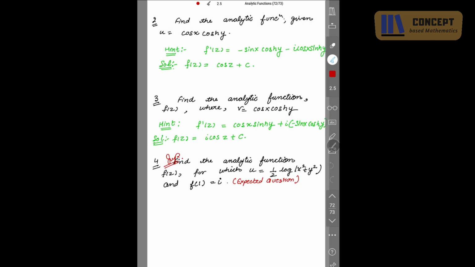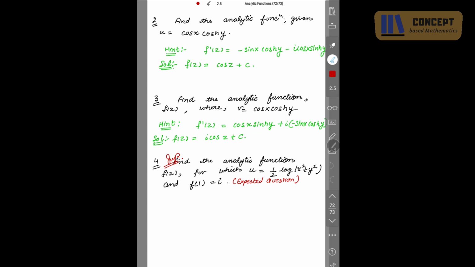Find the analytic function given u equal to cos x cosh y. The hint is given, you find your f(z). Find the analytic function f(z) where v is cos x cosh y. So f'(z) comes out to be this and your f(z) is this, the required solution.